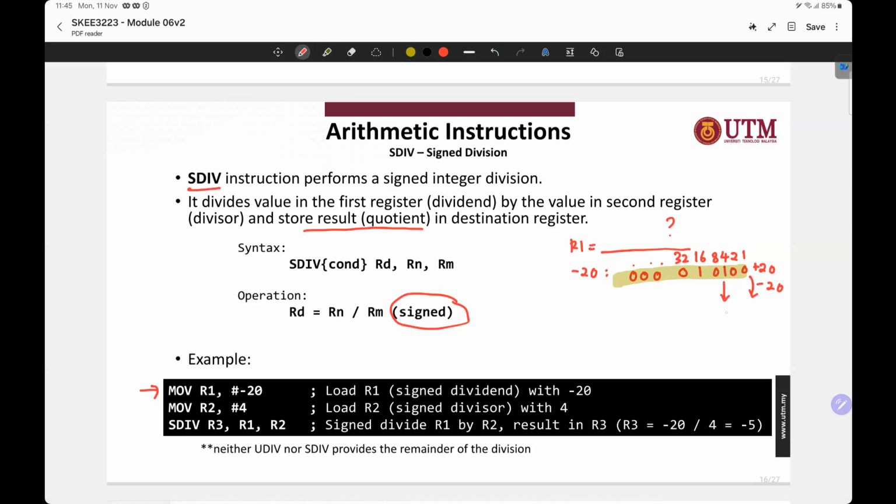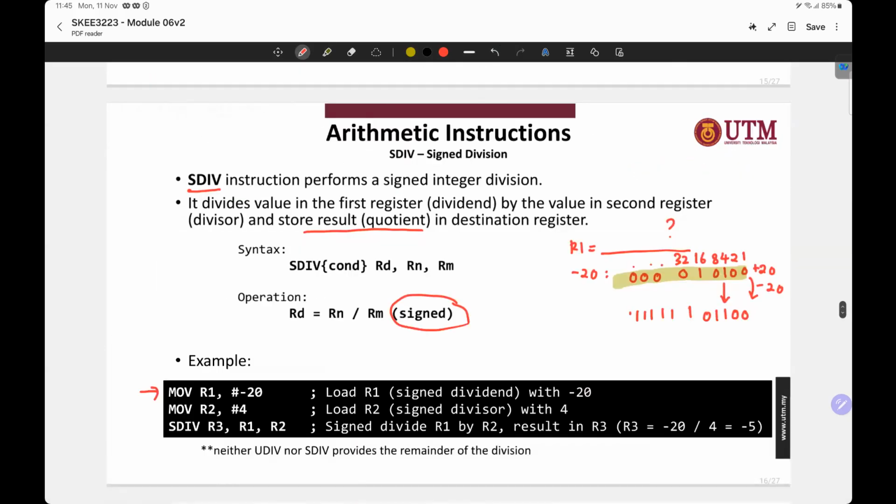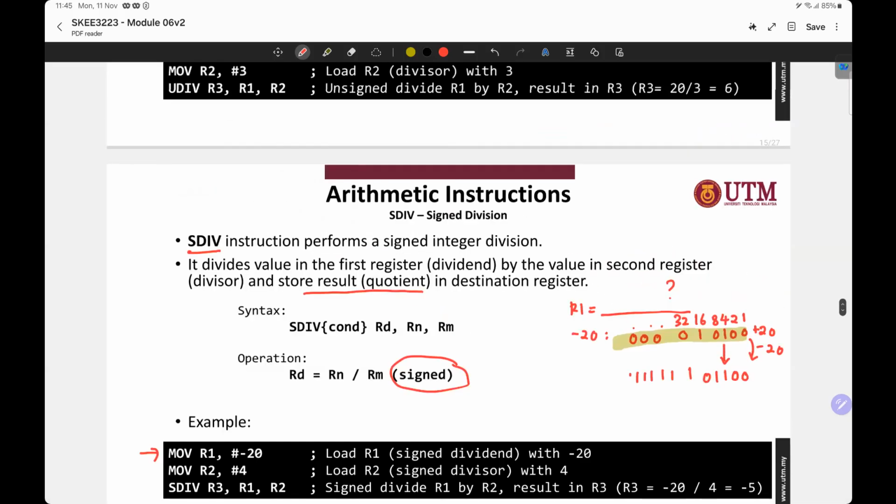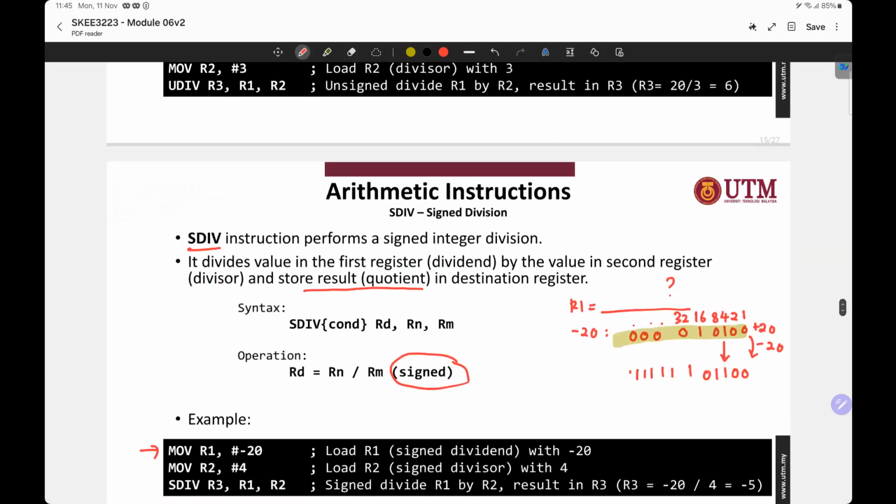Okay, copy the value 1, 0, 0, and the rest you just invert them. So 0 becomes 1, 1 becomes 0, and the rest will be 1. Right? So at the end of the day, your R1 here will have this value after you change it. Do you have any questions here? Okay.